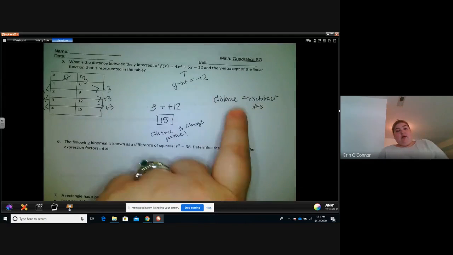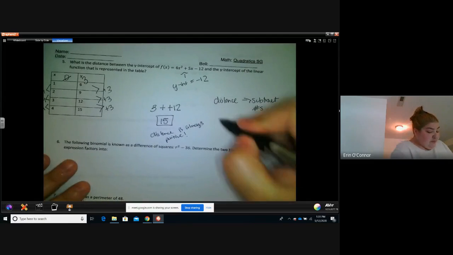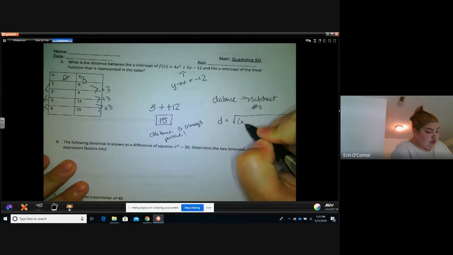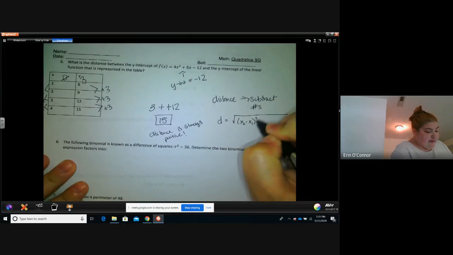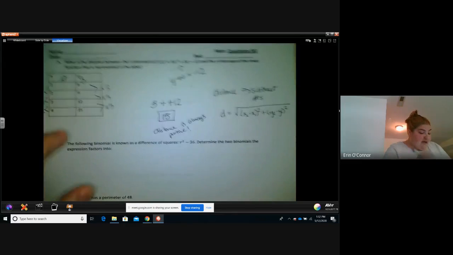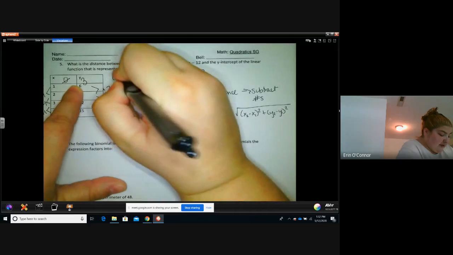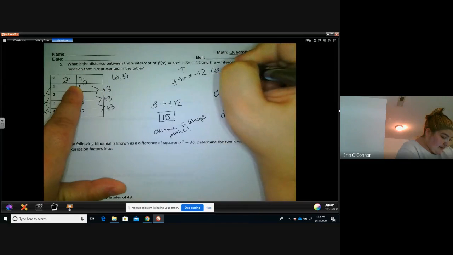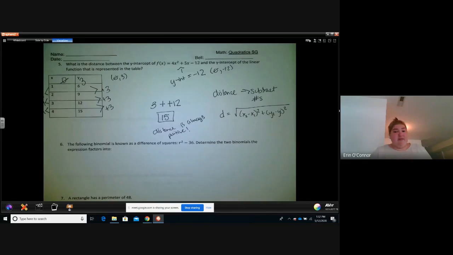Now, remember, you can also do the distance formula if you want to, where d is equal to the square root of x2 minus x1 squared plus y2 minus y1 squared. And this point would be 0, 3. This point would be 0, negative 12. If that's what you want to do, you're more than welcome to do it. You would still get 15 as your answer. So it's always up to you.